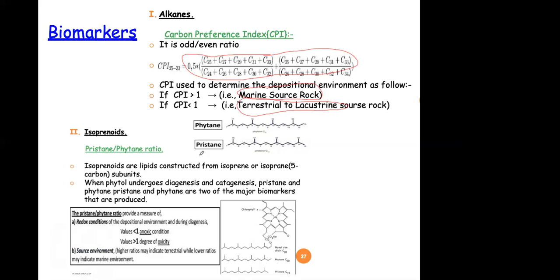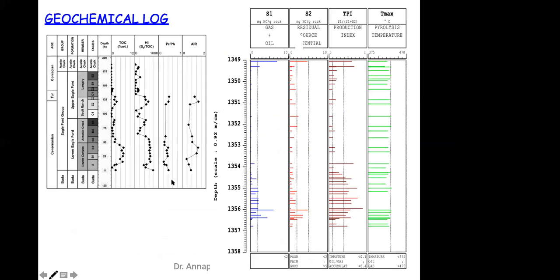Then the pristane phytane ratio also gives some information. It indicates redox condition. If the ratio is less than 1, it indicates an anoxic condition. If the pristane phytane ratio is greater than 1, it indicates that it is derived from an oxic environment. So based on that, we can get information about the source rock and its depositional environment.